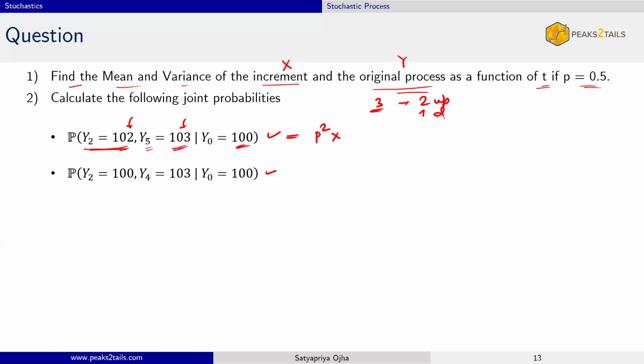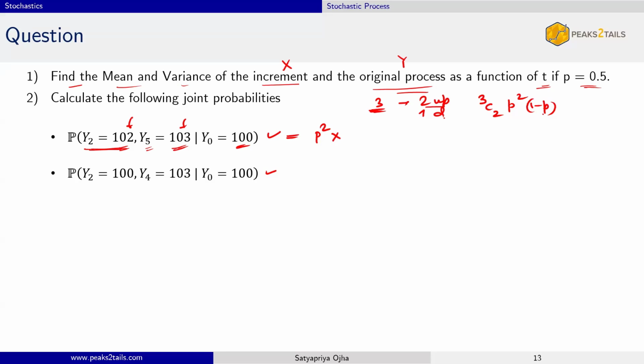If I get 2 up and 1 down, that will give me an overall increment of 1, which will take me from 102 to 103. Right? So out of 3 steps, I need 2 up, 1 down. How do we calculate this probability? Binomial distribution, remember? 3C2, up needs to happen twice, down needs to happen once. Binomial probability, number of trials is 3, number of successes, pretend up is success, probability P. I need 2 successes. This is the probability.